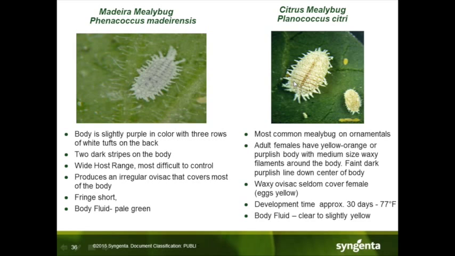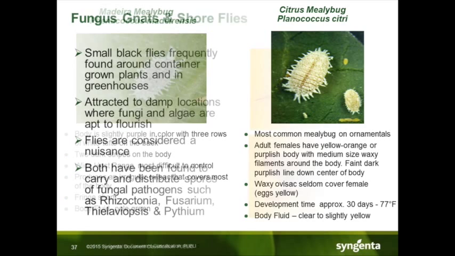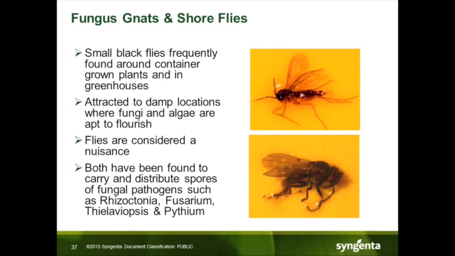In contrast, the citrus mealybug has one dark stripe down the length of the body. Now, fungus gnats and shore flies are something that you always encounter in greenhouse production. They are attracted to damp locations, and they typically like to feed on fungi and algae. They look quite a bit different in appearance. Both have been found to carry spores of fungal pathogens such as Rhizoc, Fusarium, Thielaviopsis and Pythium.